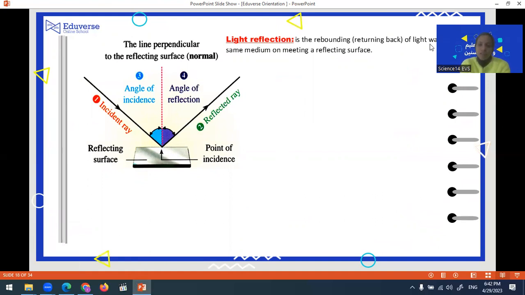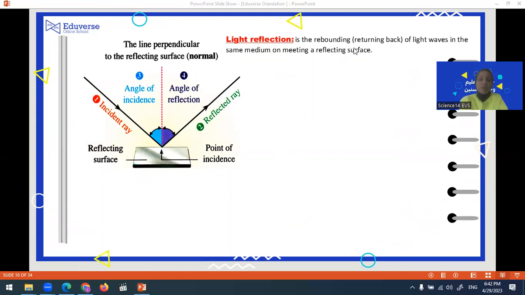First, light reflection is the rebounding, returning back of the light waves in the same medium. I'm talking all here, all this is happening in the same medium, which is, for example, the air, on meeting a reflecting surface. Okay, let's see. The light falling on the reflecting surface, this is the reflecting surface. The light falling, we can call it the incident ray.